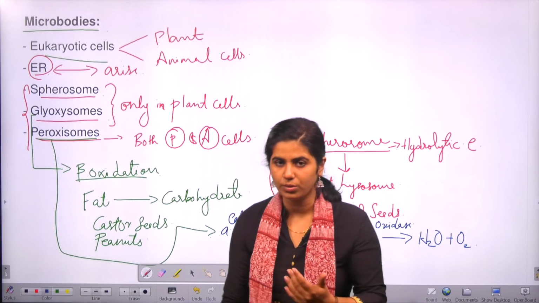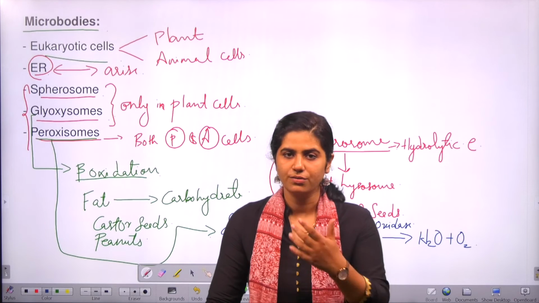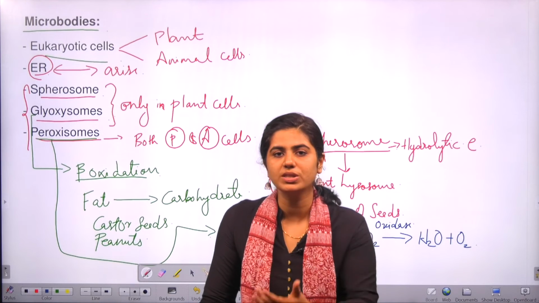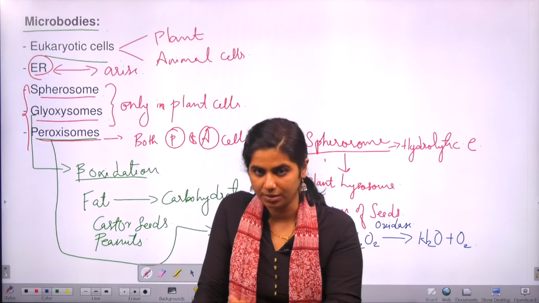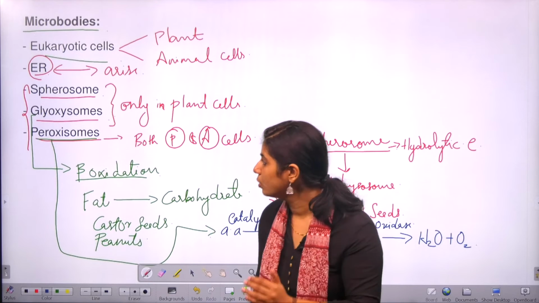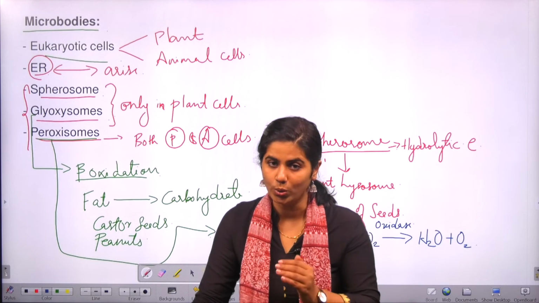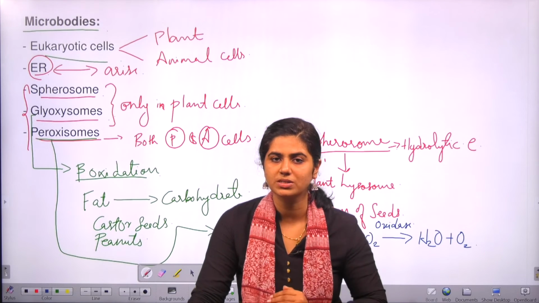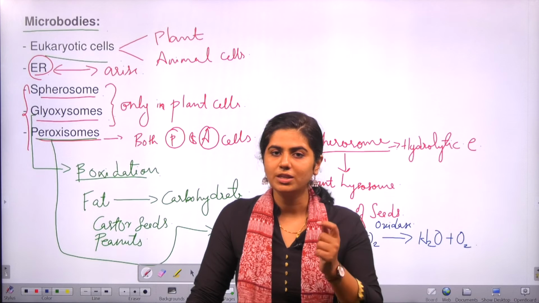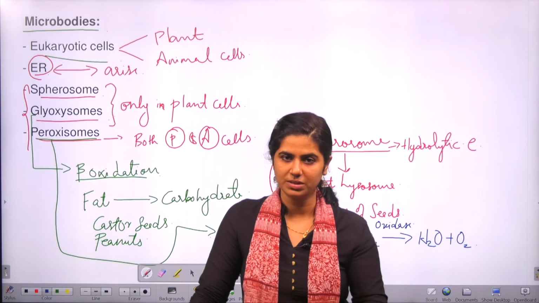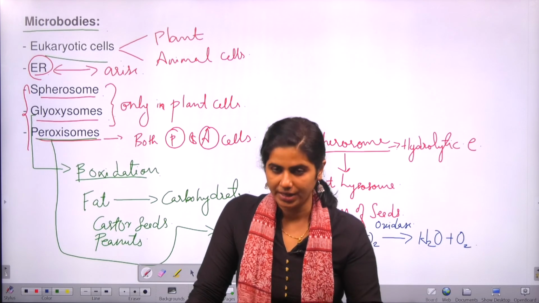These three microbodies are present in eukaryotic cells. If we say as common, microbodies are present in both plant and animal cells, but spherosomes and glyoxysomes are present only in plant cells. Peroxisome is present in both plant and animal cells, but the function of peroxisome in animal cells is yet to be identified.